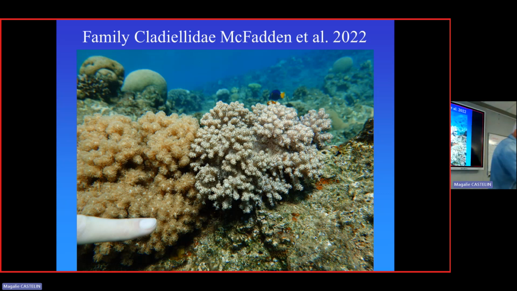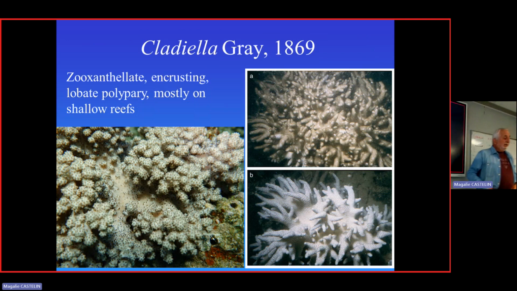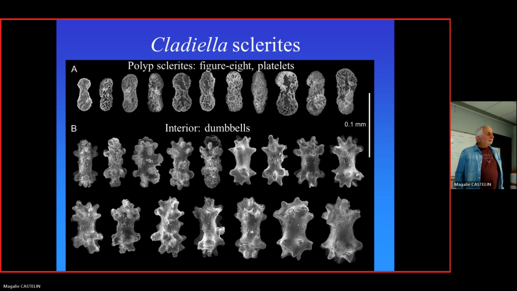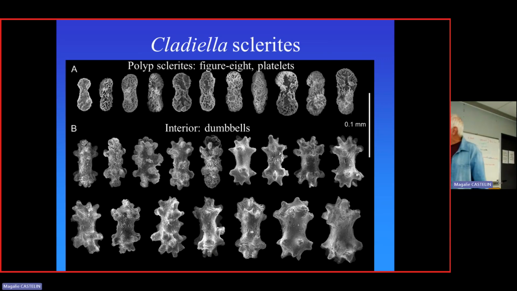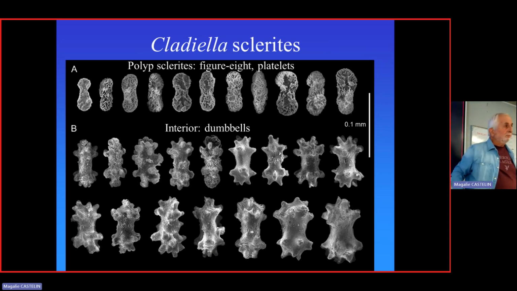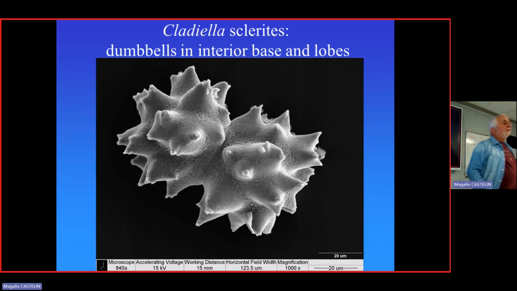even in the most clear and nice water. All right, Cladiella. This is Cladiella, zooxanthellate, encrusting, lobate polypary, mostly shallow water, but look, the sclerites, totally different. No clubs, no spindles. Instead, we get in the polyp all kinds of platelets, including figure 8, sort of, and the interior has dumbbells. You know what dumbbells are, right? Good for your exercise. Look, fantastic.